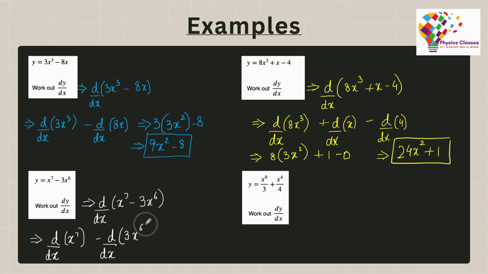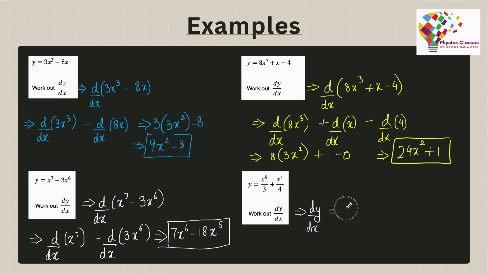And the last one over here, we have y is equal to x to the power 9 by 3 plus x to the power 4 by 4. If I want to do dy dx of this, now again I will do the differentiation of both of these quantities separately. To do differentiation of x to the power 9 by 3, I keep 1 by 3 out and I differentiate x to the power 9. X to the power 9 differentiation would be 9x to the power 8.